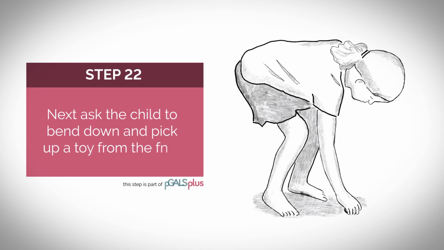Step 22. Place a small toy on the floor in front of the child and ask them to squat down to retrieve it and stand back up again. Again, look for any difficulty with this due to pain, reduced range of movement, weakness, or poor understanding of the instruction.